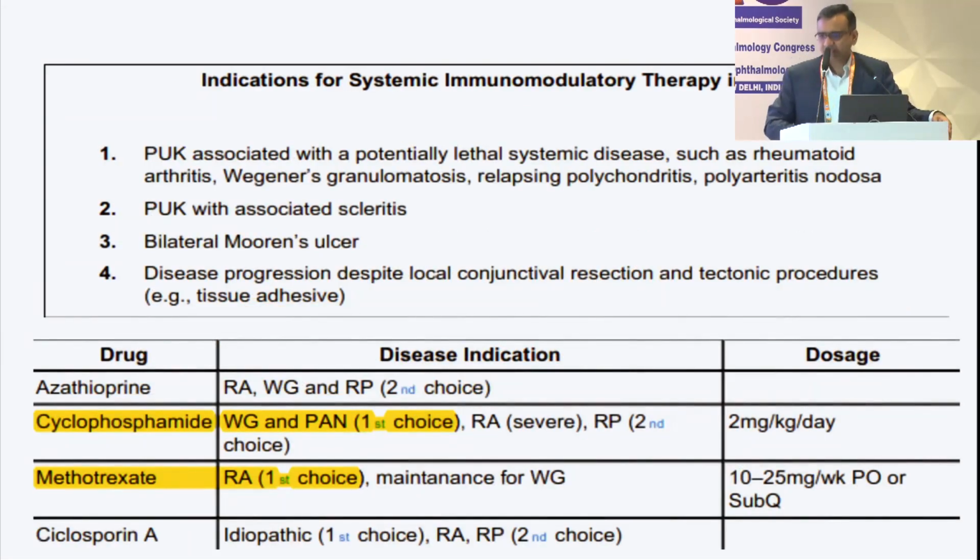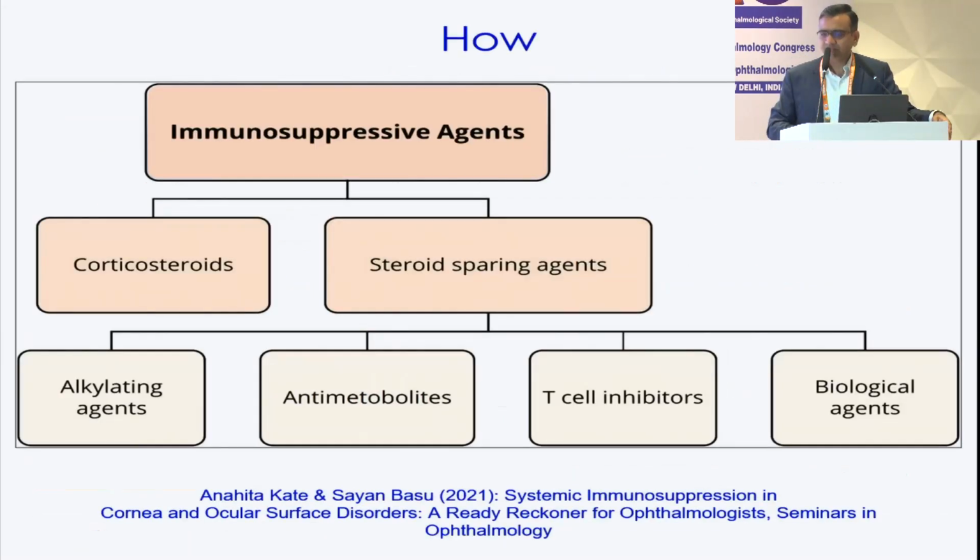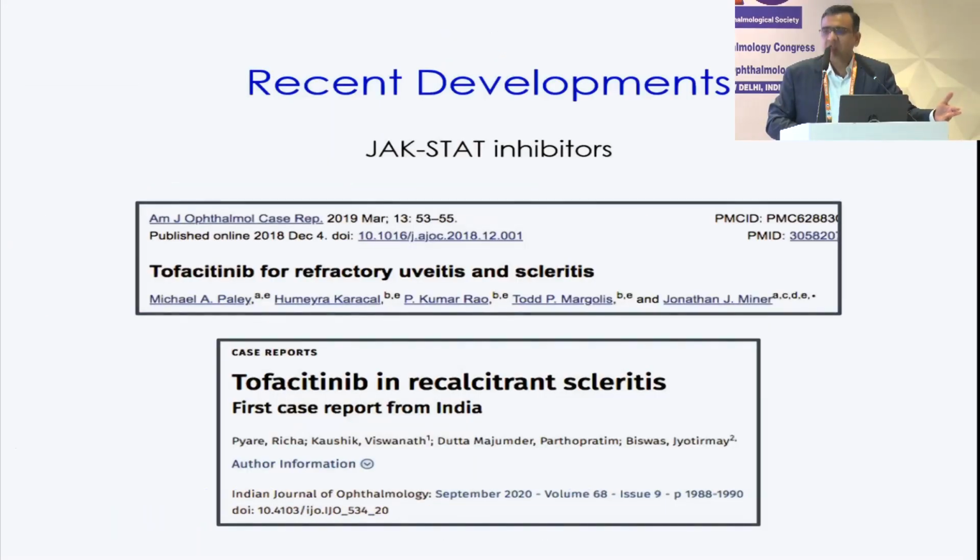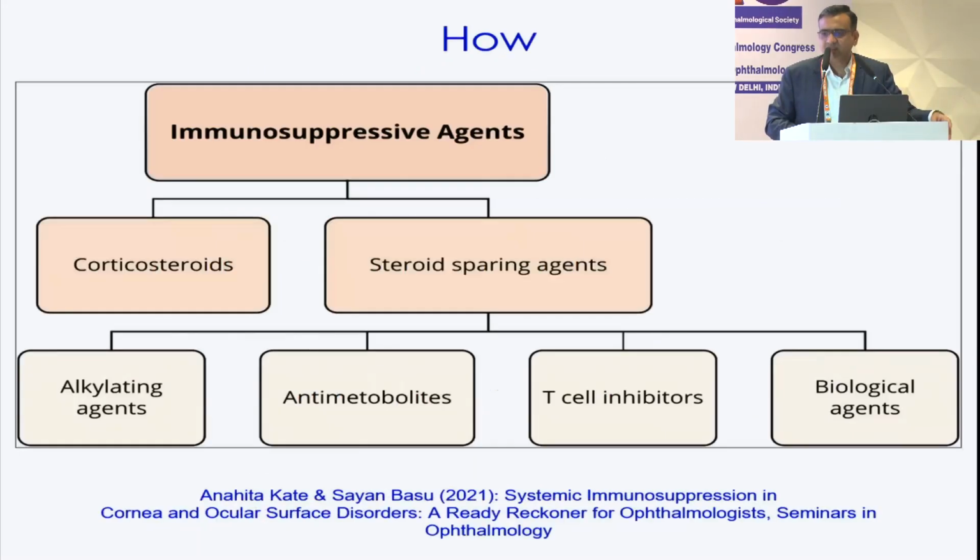What are the drugs that we use? There are quite a few, but you can categorize them into mainly these agents. The most important and the ones of immediate use are corticosteroids. That will buy you time for you to use another drug. And then you have alkylating agents, antimetabolites, T-cell inhibitors, biologic agents, and these are the newer ones, the JAK-STAT inhibitors.